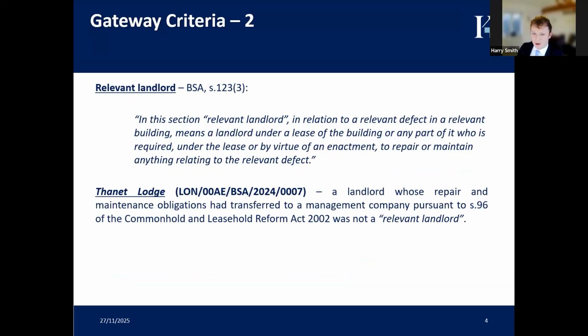So then the next gateway criterion is that of the relevant landlord. That's defined by subsection 3 of section 123. And it means, in relation to a relevant defect in a relevant building, a landlord under a lease of the building or any part of it who is required under the lease or by virtue of an enactment to repair or maintain anything relating to the relevant defect.